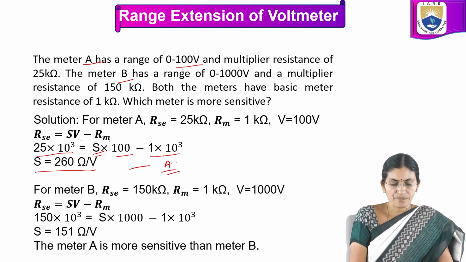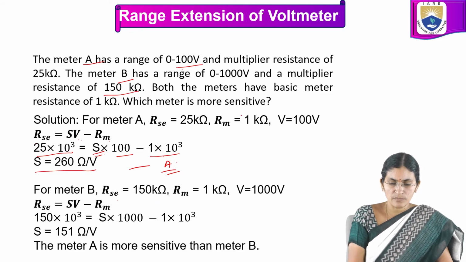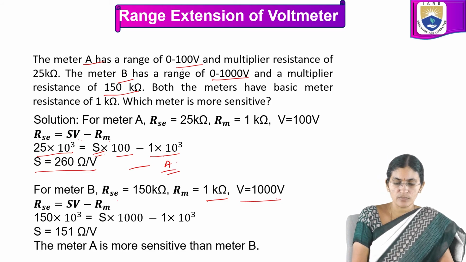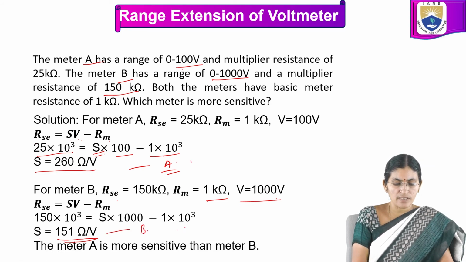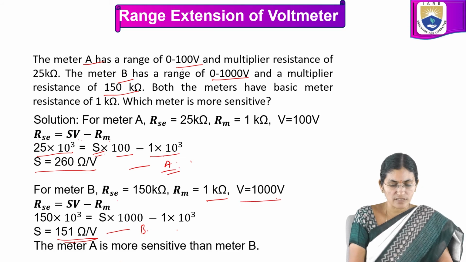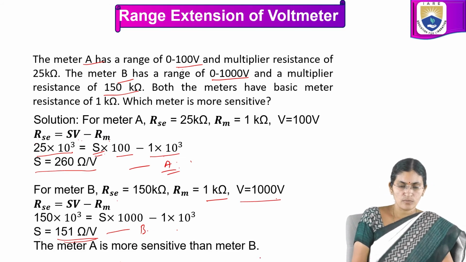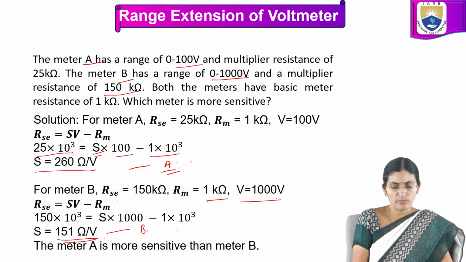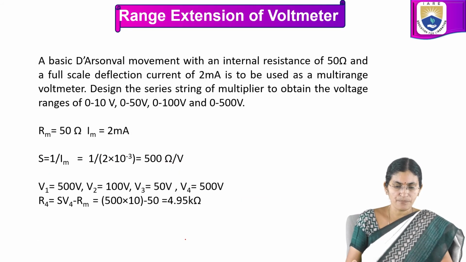For meter B, RSC, the series multiplier, is 150 kilo ohms, Rm is equal to 1 kilo ohms, and V is equal to 1000 volts, so its range is 1000 volts. By using this formula, again find out this value. So S comes out to be 151 ohms per volt. So this is for meter B. Comparing these two, you can say that meter A is more sensitive, as this value is higher than this one. So meter A is more sensitive than meter B.